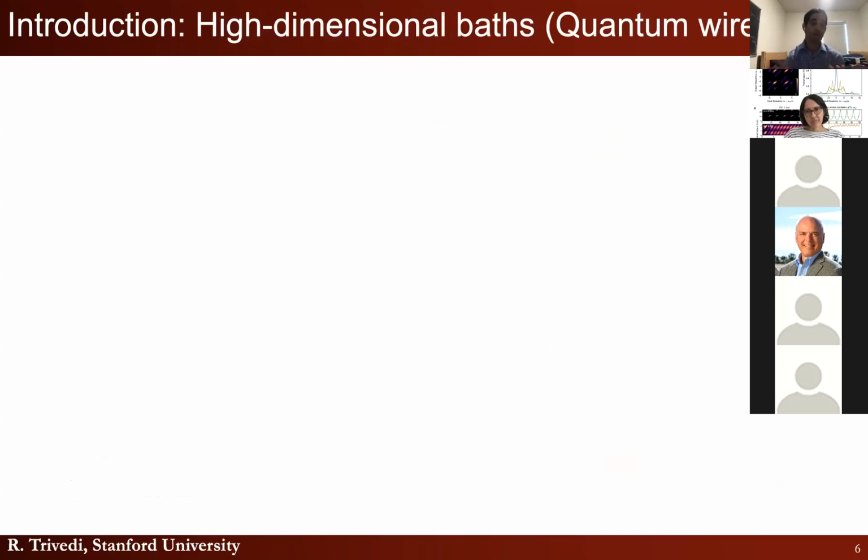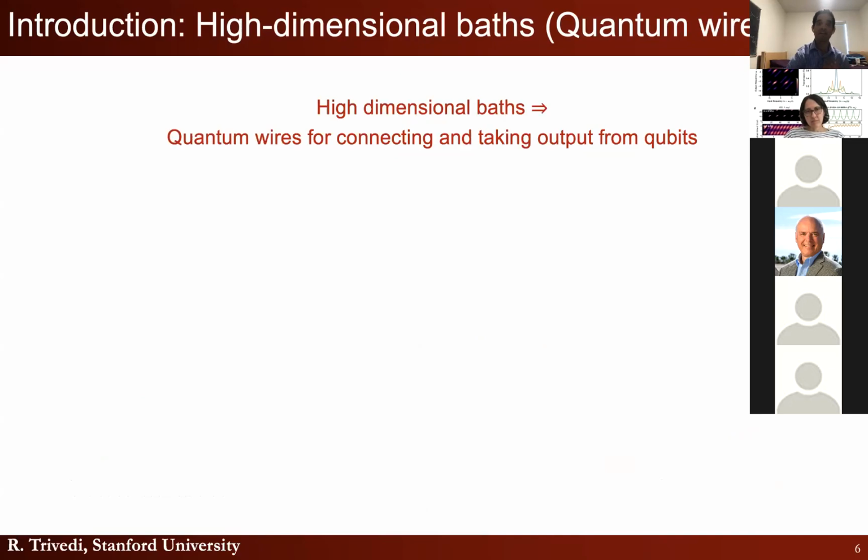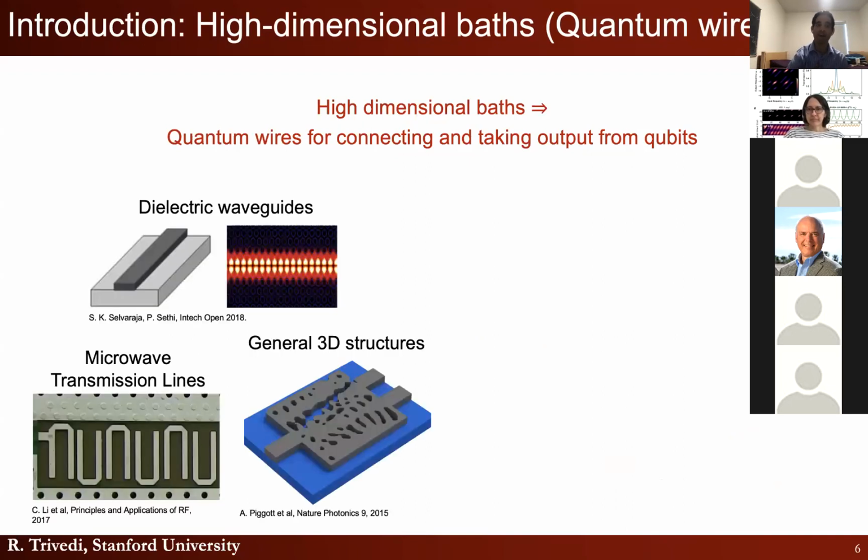So the second component of quantum hardware that's also very important are these quantum wires. And these quantum wires, as I said, essentially connect multiple qubits together or allow you to give input or take output from these localized physical systems. And these wires, quantum wires, are actually not different from classical wires. So you have structures like dielectric waveguides, transmission lines, or more complicated three-dimensional nanophotonic structures. So you can use these structures for connecting different qubits and getting them to interact with each other.